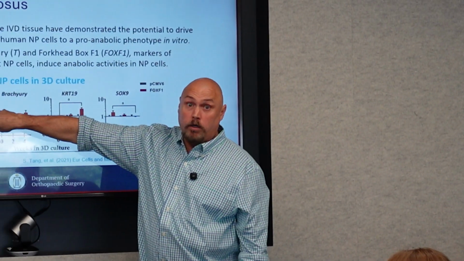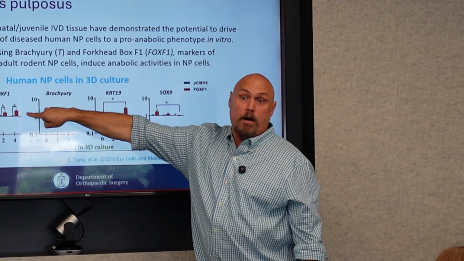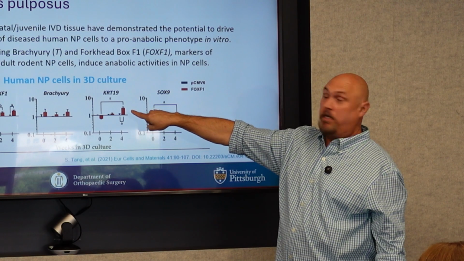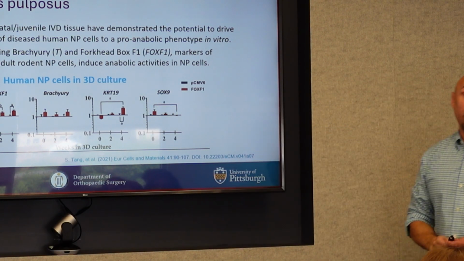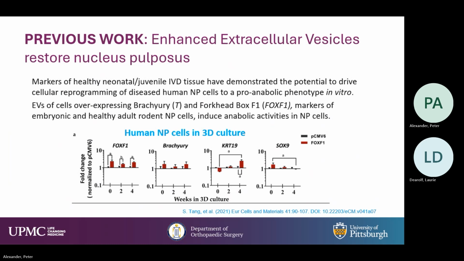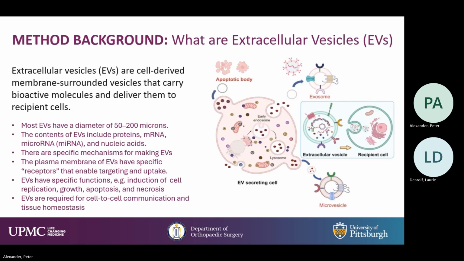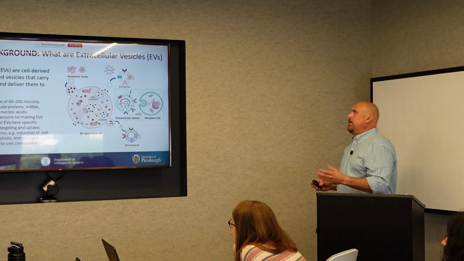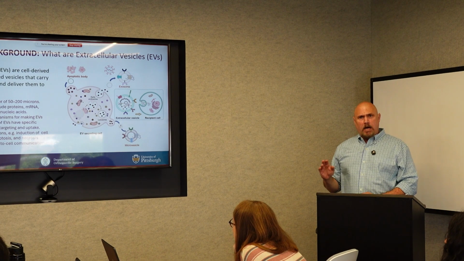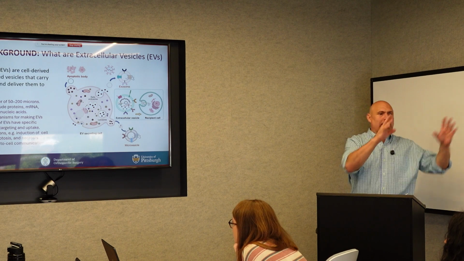And this is some primary data they showed in a previous paper where these EVs, when delivered to a disease cell type, can increase the markers in that disease cell type of anabolic markers, and also some functional things like KRT19 and SOX9, which are known to drive anabolism in nucleus cells. So that's the previous data I want to talk about. Then what is this EV thing we're talking about? I just mentioned these are vesicles that are derived from parts of the membrane of a cell that carry a whole slew of factors from itself to its neighbors.